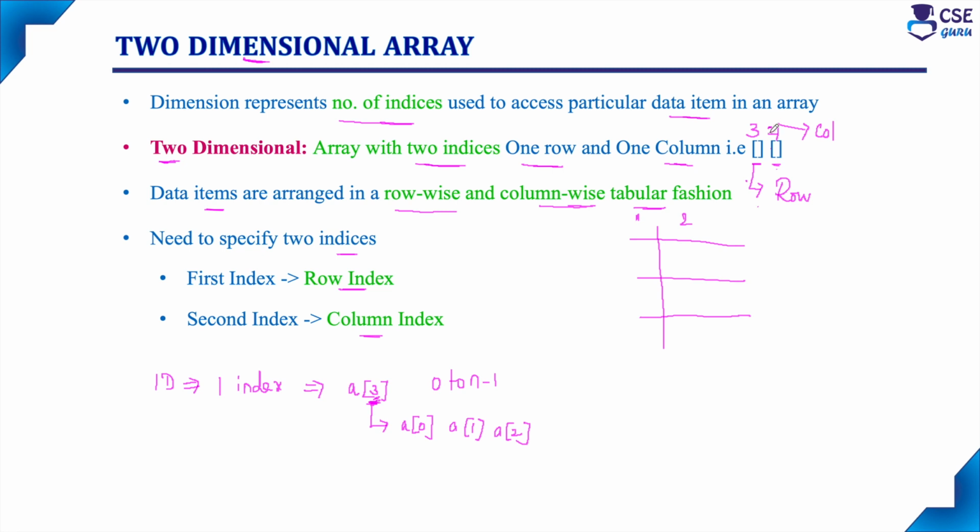Suppose the column size is 3, that is 1, 2, 3. So, the row size is 3, that is 3 rows, and the column size is 3, that is 3 columns. That is nothing but a two-dimensional array. The data items will be arranged in a row-wise as well as column-wise tabular fashion, like a table structure. We need to specify the row index and column index for a two-dimensional array. The first index is the row index, not the column index, and the second index is the column index.